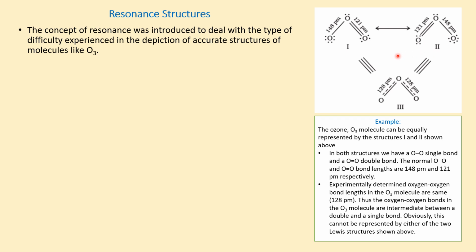Experimentally determined oxygen to oxygen bond lengths in O3 molecule are 128 picometers. Thus, the oxygen-oxygen bonds in O3 molecule are intermediate between a double and a single bond. Obviously, this cannot be represented by either of the two Lewis structures shown in 1 and 2.